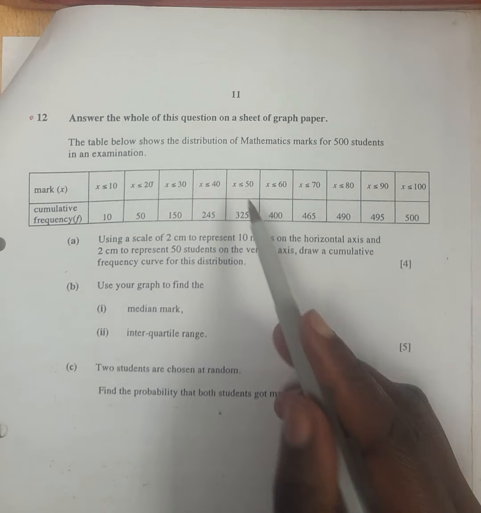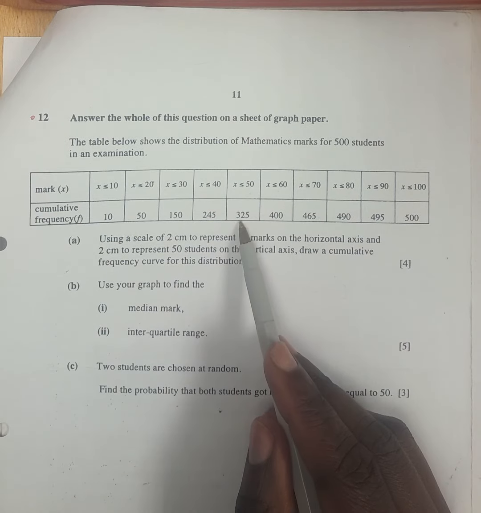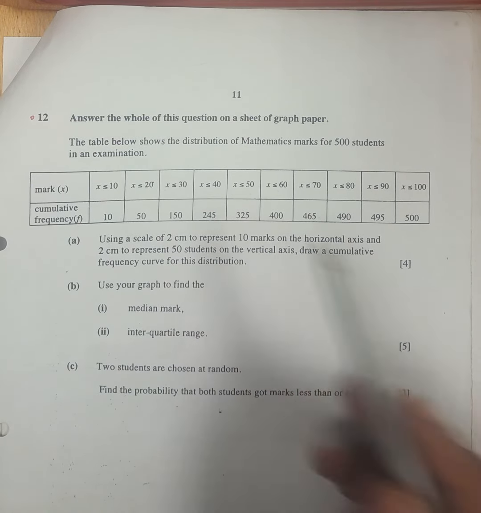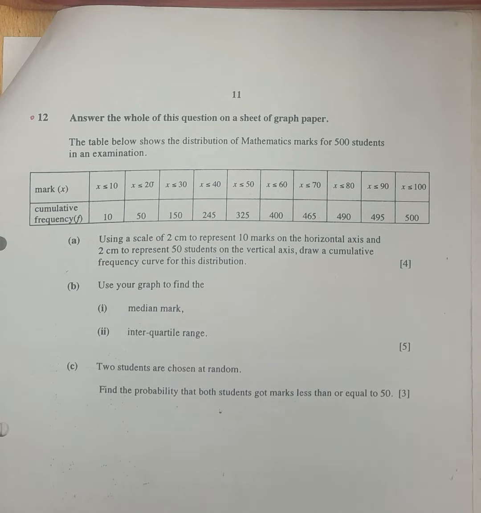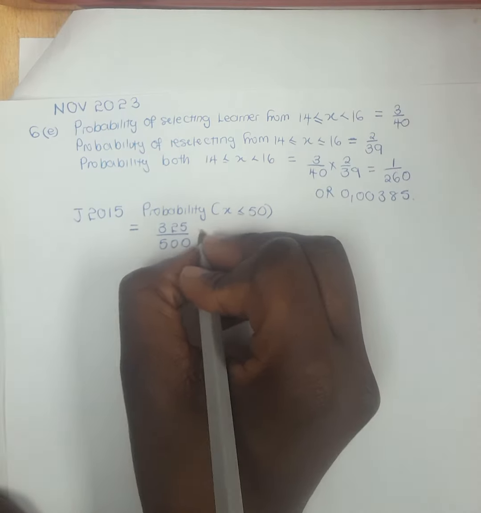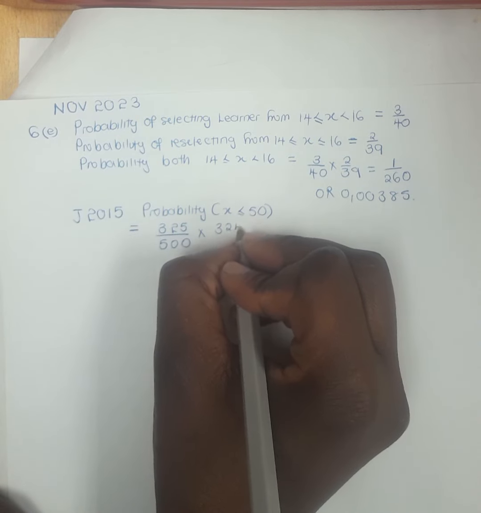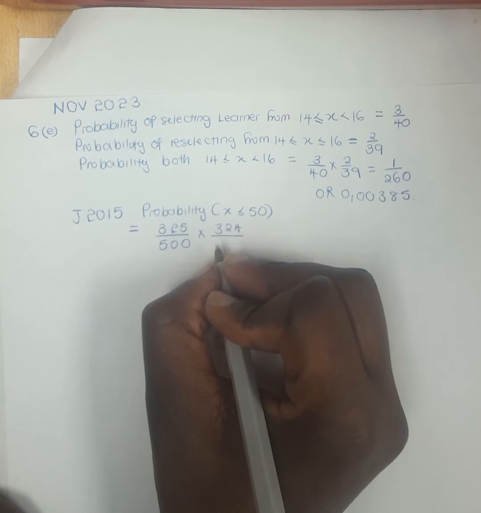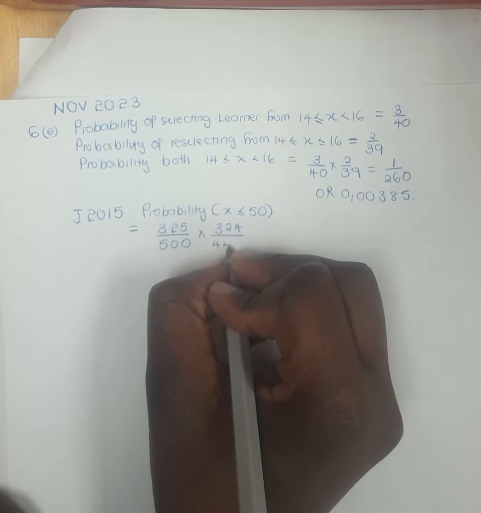So for less than or equal to 50, we are going to take this 325 over 500 as our first probability. To calculate the probability of selecting from the same group, the numerator is now going to be 324 over a total of 449.